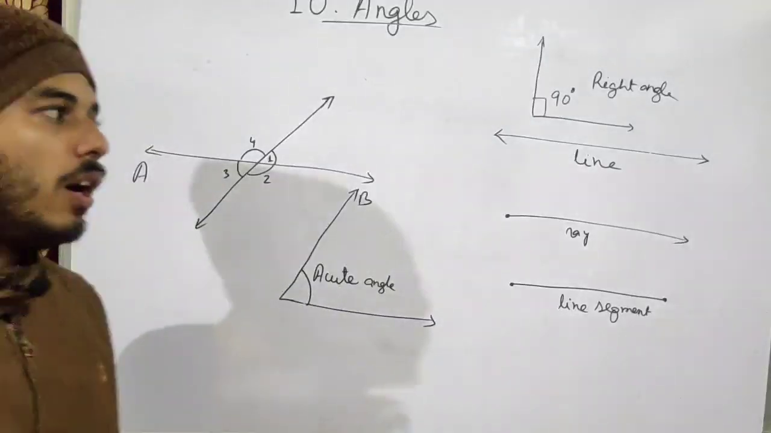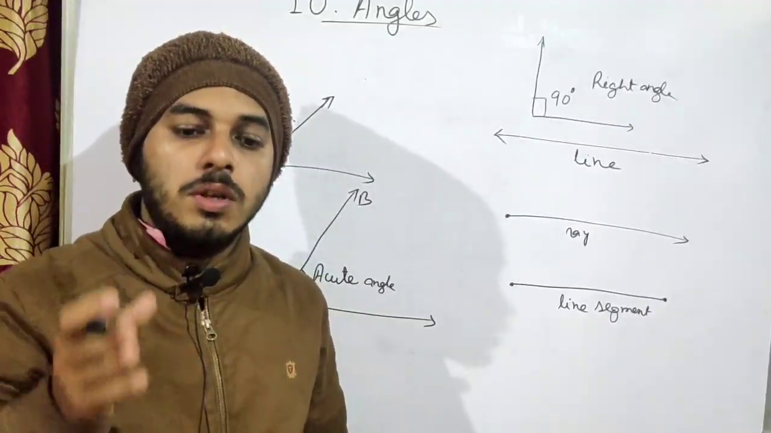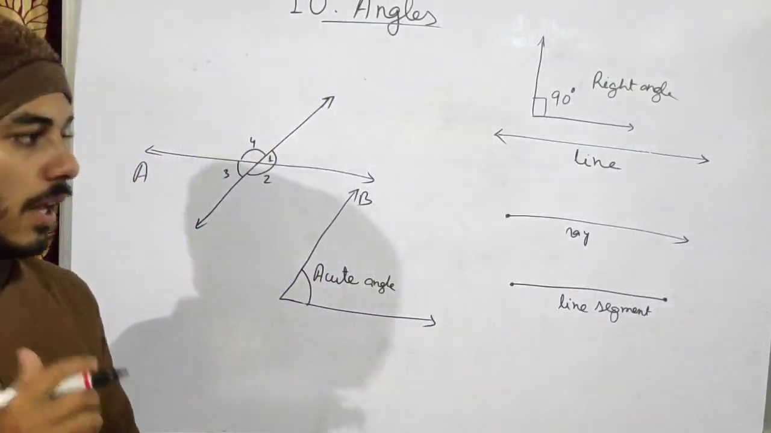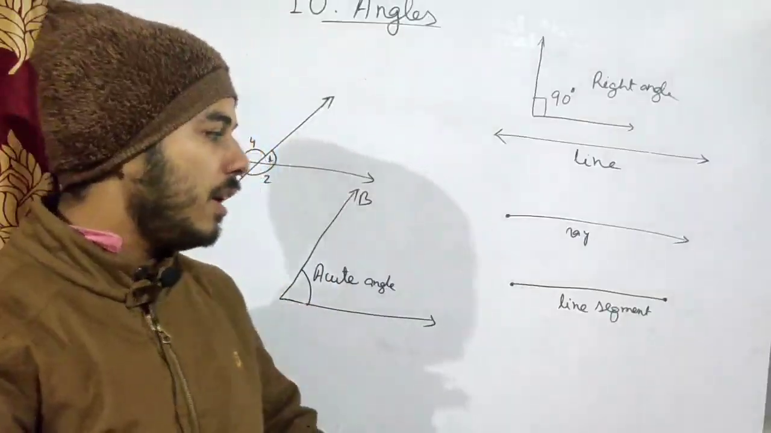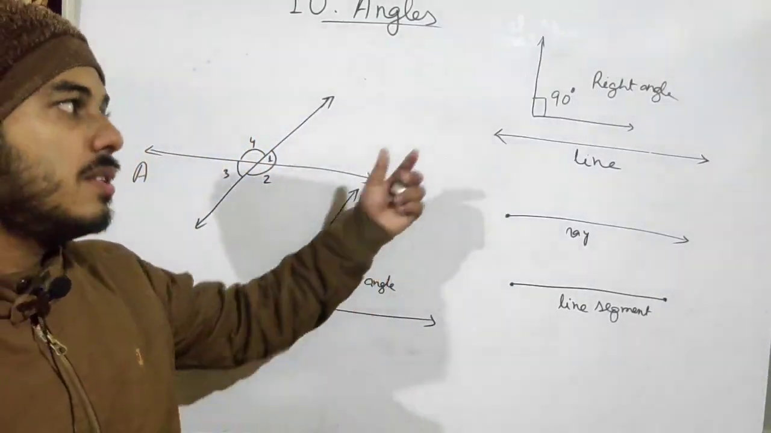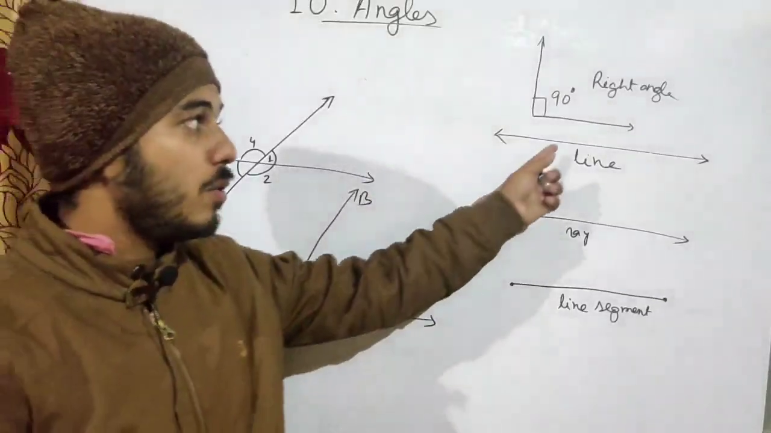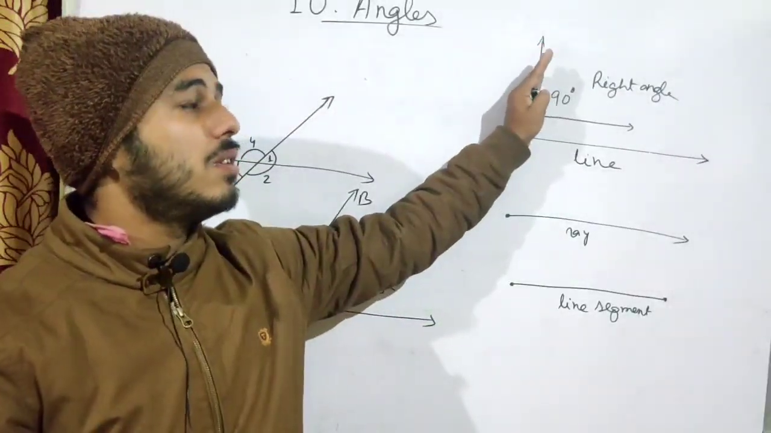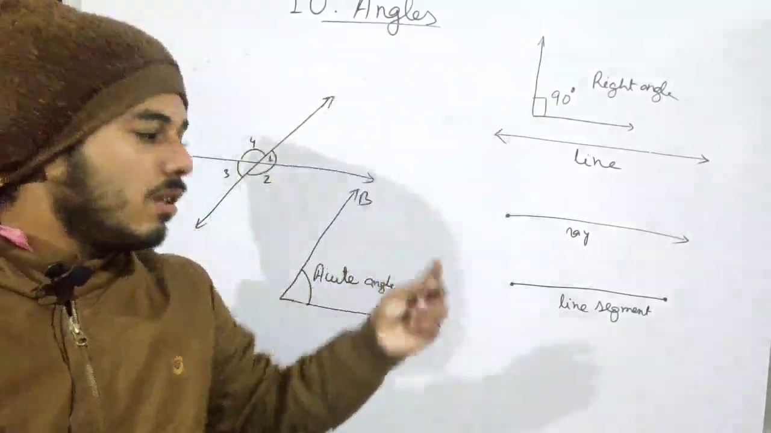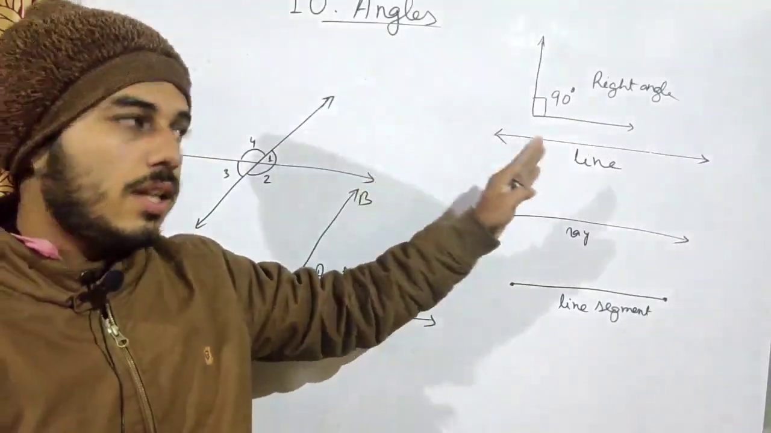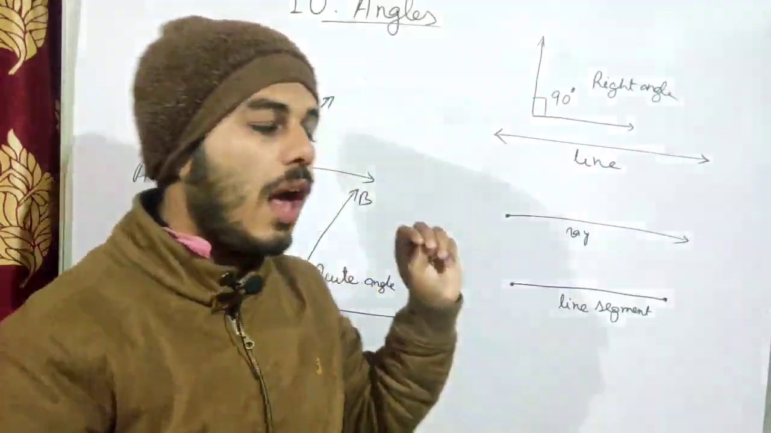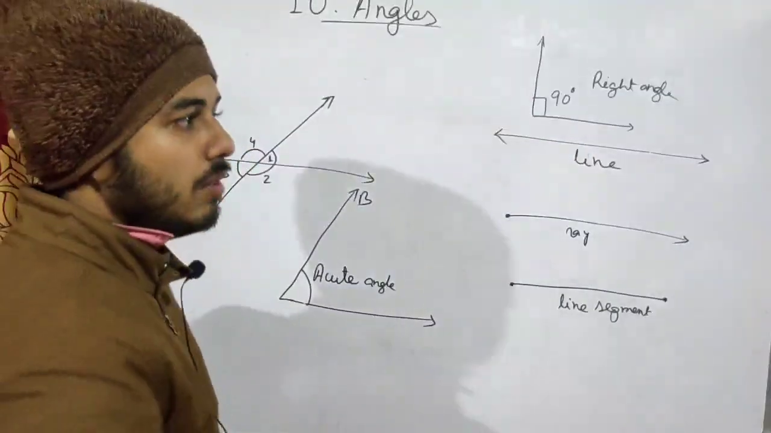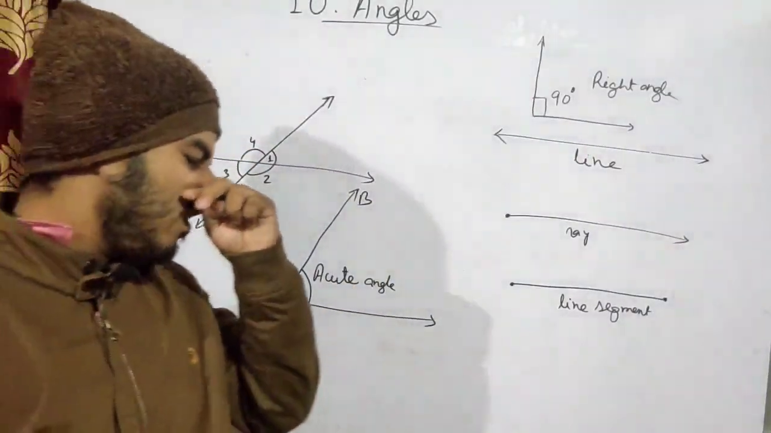Now after acute, the first one is acute, the second one is right angle, then the third type of angle is what? Obtuse angle. Clear? If this line is a bit lesser than 90 degree, then this angle is known as an acute angle, and if it is exactly 90 degree, then this is known as a right angle. And now if the angle is more than 90 degree, then it will be an obtuse angle.